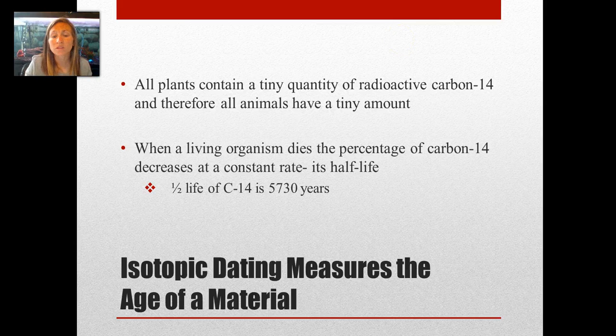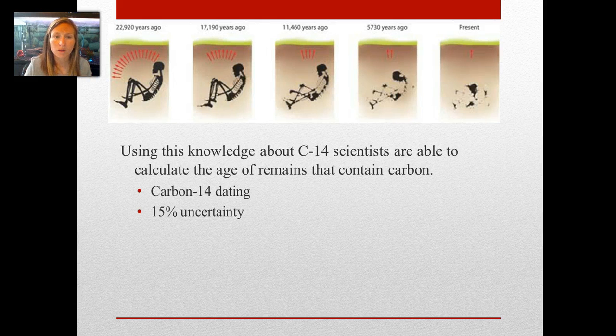There is also something called isotopic dating or carbon-14 dating, or even known as radiocarbon dating, that can measure the age of a material, which is useful for many scientists in different areas of study. But all plants contain a tiny quantity of radioactive carbon-14, so all animals do as well. And when a living organism dies, the percentage of carbon-14 decreases at a constant rate that we call half-life. So the half-life of carbon-14 is actually 5,730 years. And we could look at an organism that had passed away 22,920 years ago and identify it using our knowledge of carbon-14. So again, we call this carbon-14 dating.